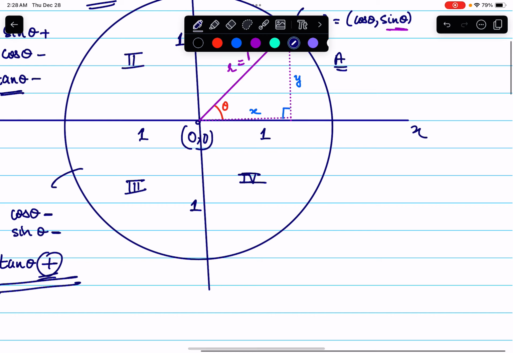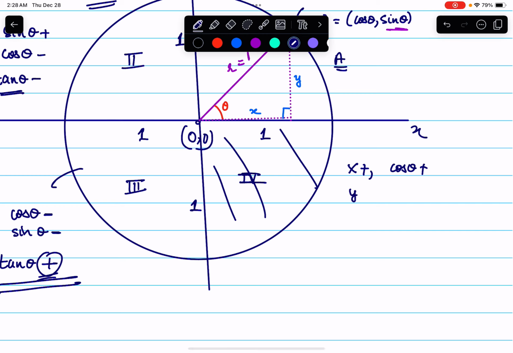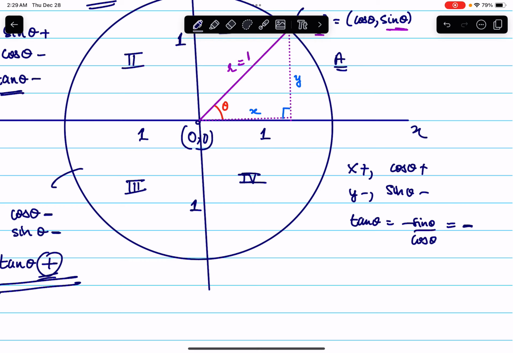And then after this, we go finally to the fourth quadrant over here. What you see is that in the fourth quadrant, x is positive, so therefore cosine of theta should be positive. Y is negative, so sine of theta should be negative. And then by default, tan of theta is sine of theta by cosine of theta. So this is negative sine of theta divided by cosine of theta. And because of this negative sign, tan of theta is negative. So therefore, in the fourth quadrant, only cosine is positive, right?